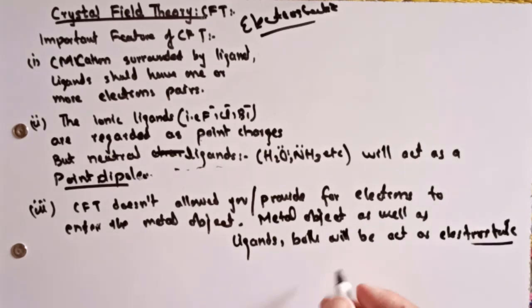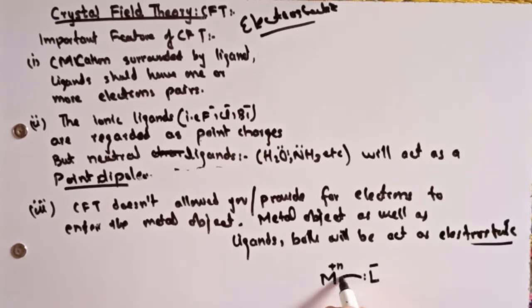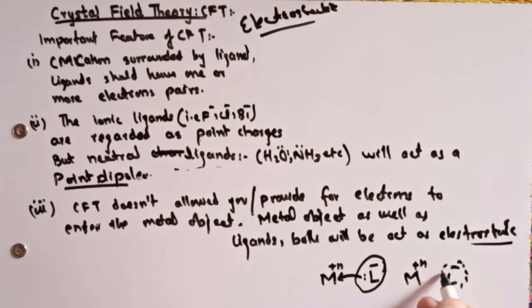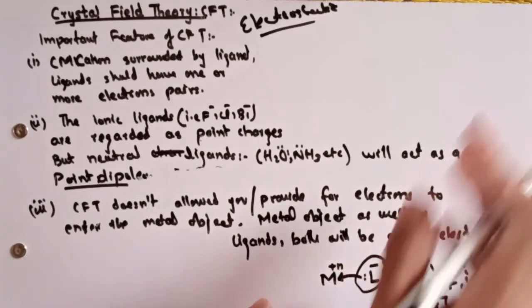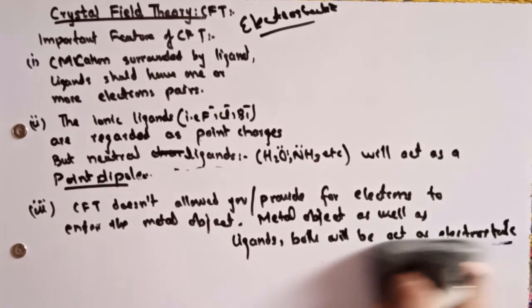Like this is the central metal atom, say M to the power n plus, where n is the oxidation number. This is the ligand. If it is an anionic ligand, its electrons cannot be shared with the metal in this concept, but it is purely electrostatic, M n plus and L negative. One acts as a negative charge and the other as a positive charge, like the north and south poles of a magnet. Attraction or repulsion occurs. This is the part of crystal field theory.